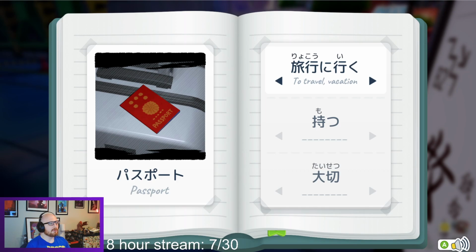Sugiharu wa Nihon o ryoko ni ikimashita. I am going to travel to Japan next spring. So, coming up in spring, I am traveling to Japan. It will be fun. Here we have motsu, which means to hold.